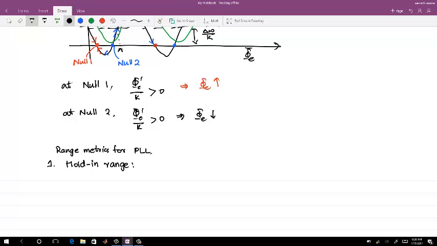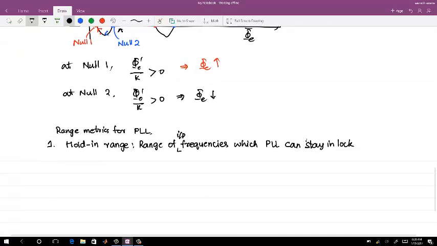Okay, the final settle. So the range of input frequencies which the PLL can stay in lock, or the PLL can hold in. Okay. Now just for this PLL type 1, we saw that, for example, I will show here, for type 1 PLL.